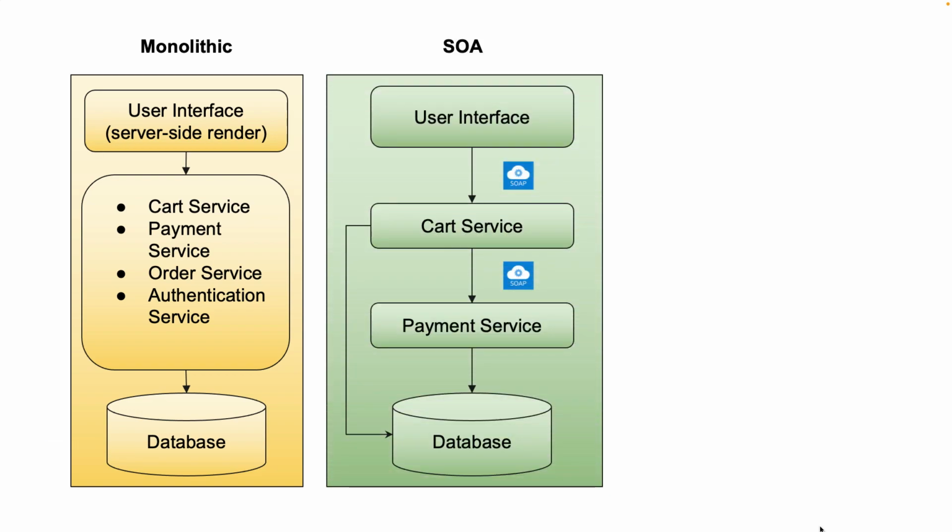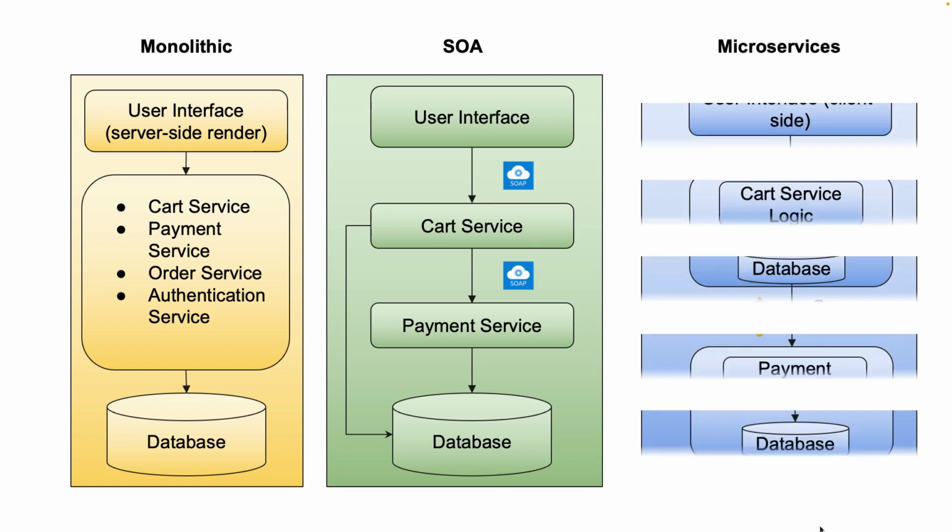In the service-oriented architecture, again, we had the user interface, and then we had separate services. The services would talk to each other via SOAP APIs. Also, normally, there would be one big database as well. And basically, different services could access the tables of other services. So they had dependency at the data level, which is not good.